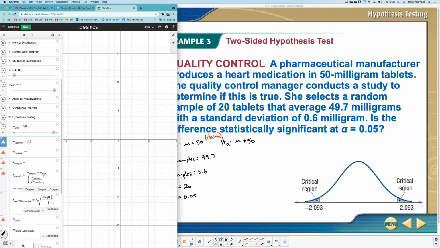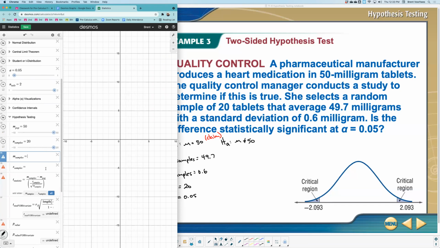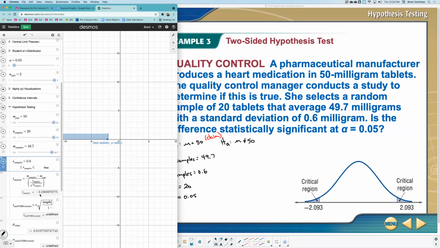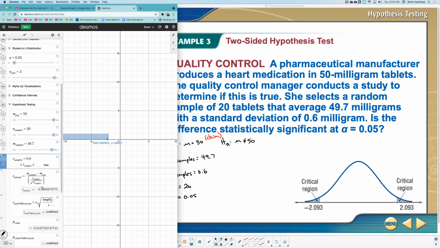The number of samples happens to be 20. The mean of those samples is 49.7. The standard deviation of the samples is 0.6. The test statistic is negative 2.236. Now you're going to see this falls in the critical region because that's the z value that's created at 95% with 2 tails, which means that's the z number for 0.025, and this would be for 0.975 is where those numbers come from. If you did the quantile function, that's where those would come from.